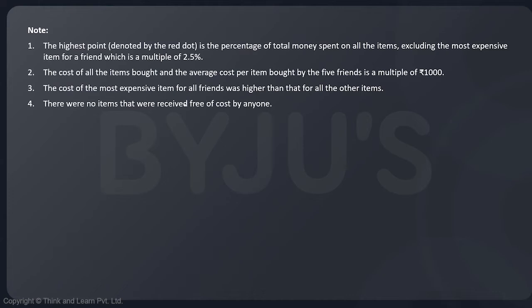The cost of the most expensive item for all the friends was higher than that for all the other items. As in, the most expensive item was obviously the most expensive item. So this statement means nobody bought 2 items which were equally expensive among the most expensive. The 4th statement says there were no items that were received free of cost by anyone. So everybody paid for something.